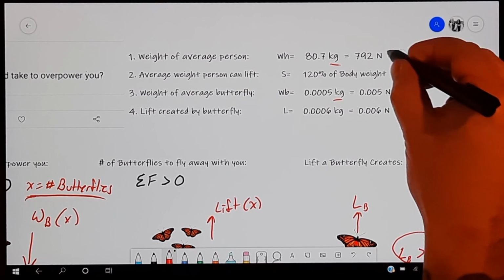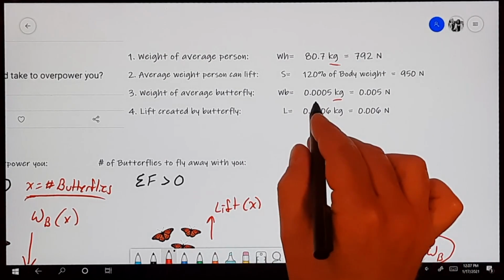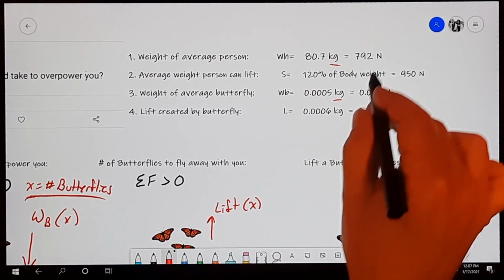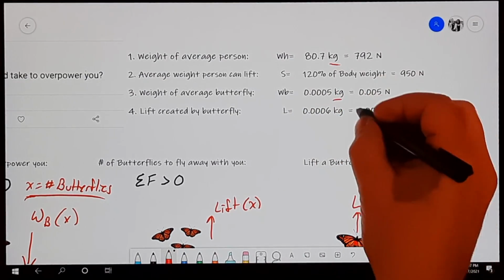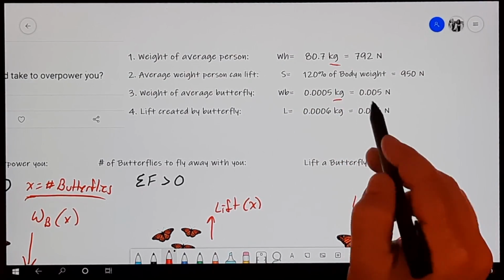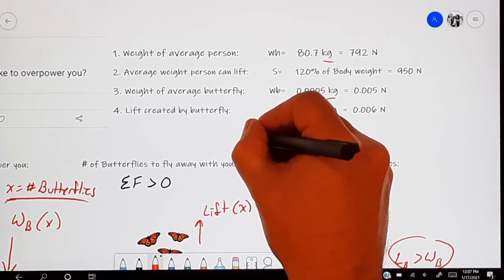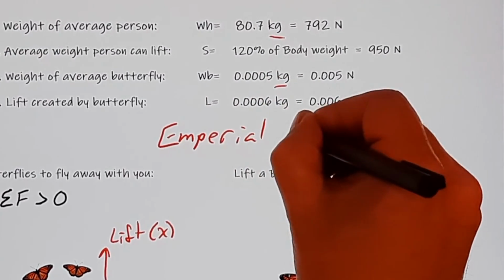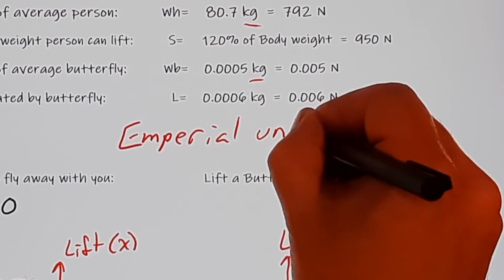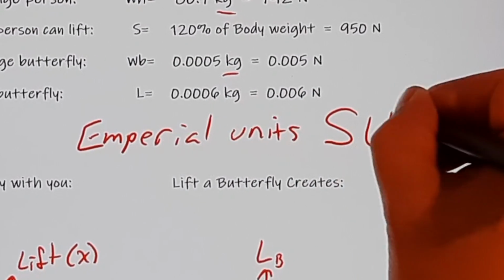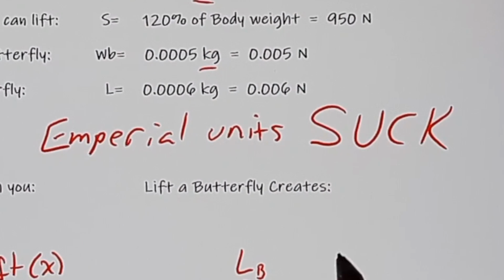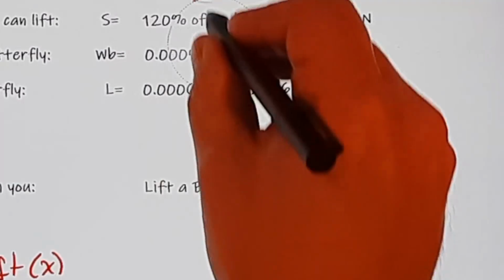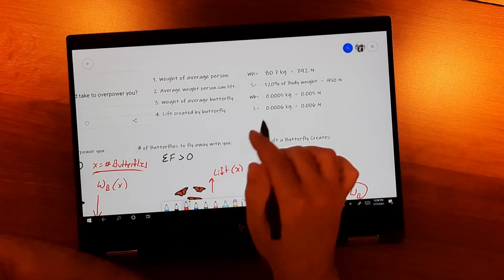So to get all these, you notice we're using newtons, and the reason we use newtons is a simple explanation, and that is because imperial units, well, they suck. So that's why we're not going to use them. We're going to stick with metric, and I hope you remember that, because hopefully eventually we just go straight to metric.